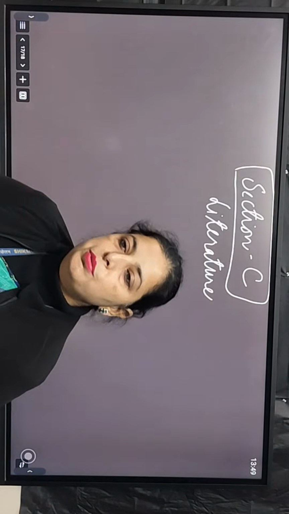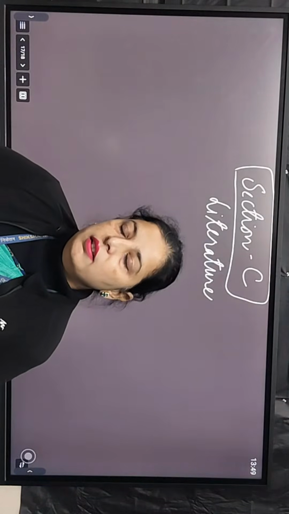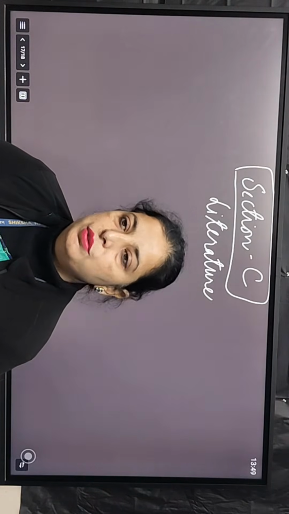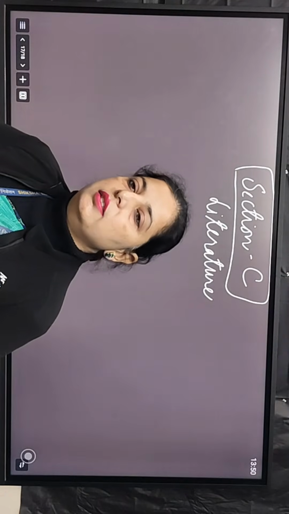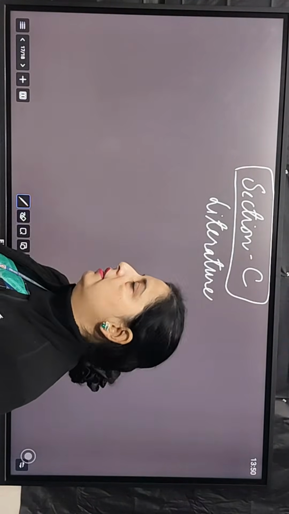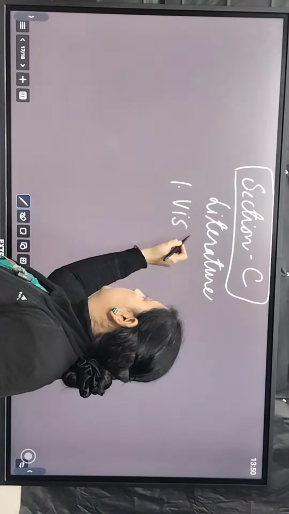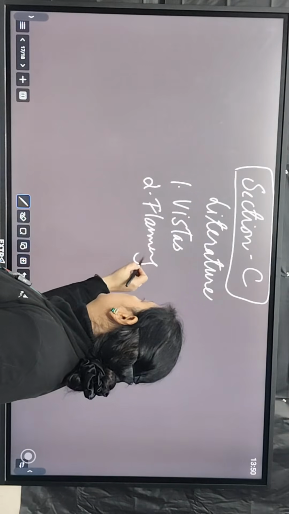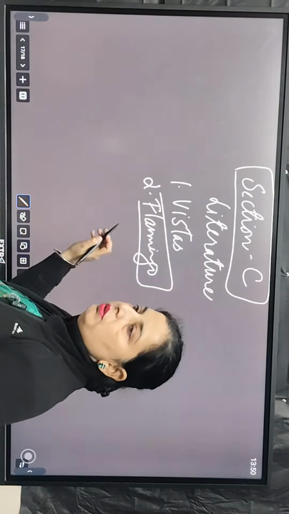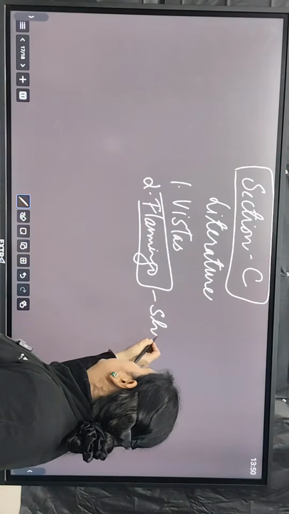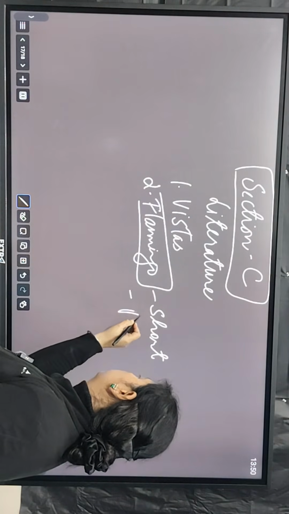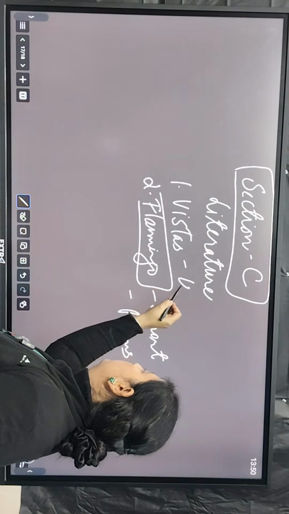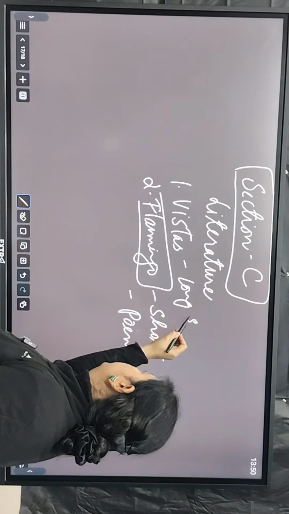For those students who are still unaware about their books in the 12th class, I am here to revise. You have two books in your class 12th. One is Vistas and the other is Flamingo. Beta, in the book Flamingo, you are provided with short stories and poems. And this book is for long pieces of writing.